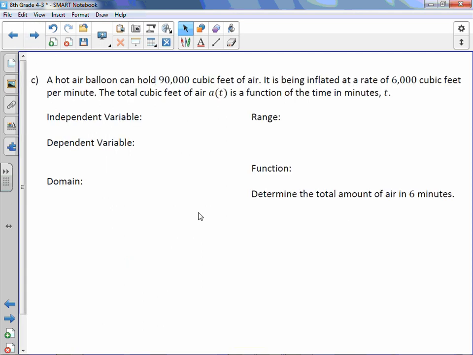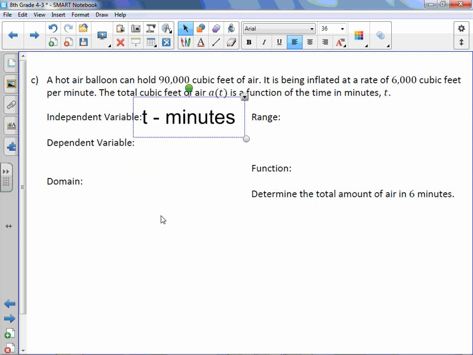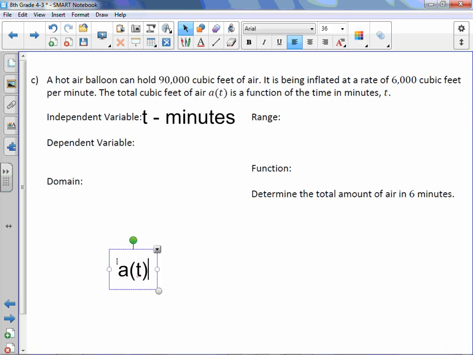Letter C. A hot air balloon can hold 90,000 cubic feet of air. It is being inflated at a rate of 6,000 cubic feet per minute. The total cubic feet of air, A of t, is a function of the time in minutes, t. So our independent variable here is t, which represents our minutes. Our dependent variable is A of t, which represents the, we'll say, air in the balloon.